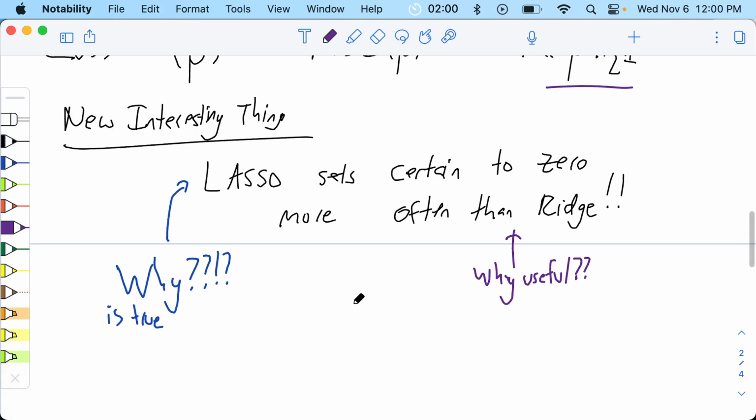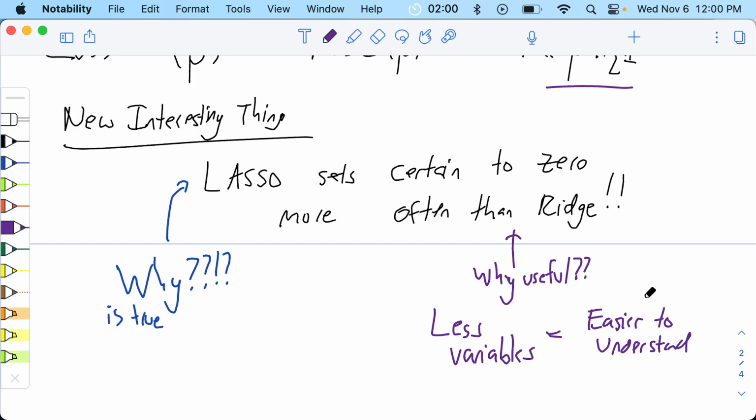So I would say, why useful? Fewer variables equals easier to understand. Maybe easier, cheaper. I could also add cheaper. So if you want something where you've selected some variables out, that's a good option.